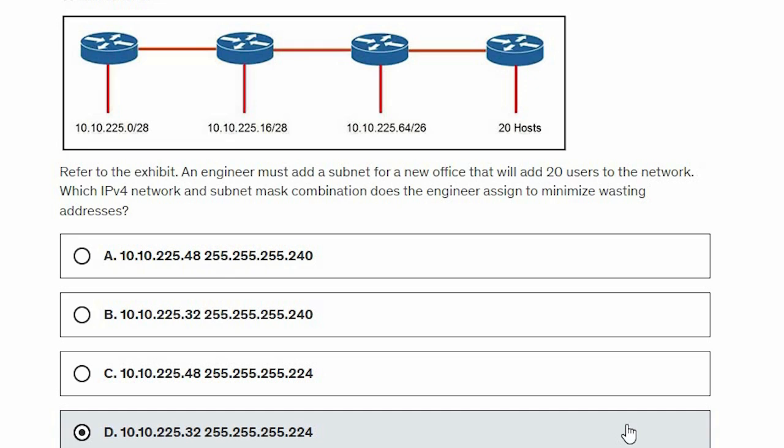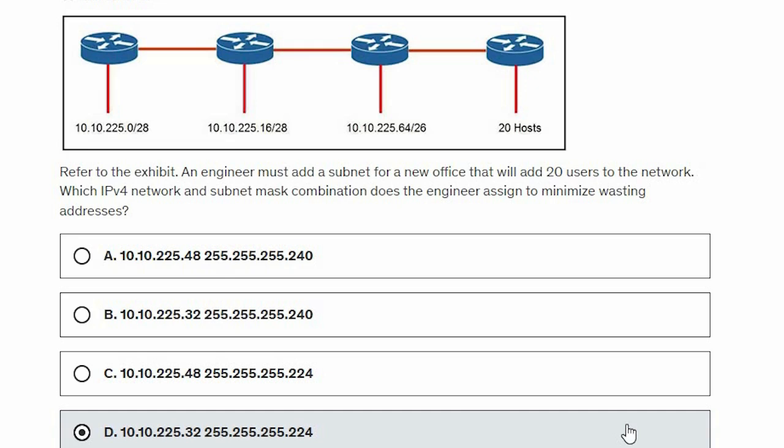The answer number 1 is wrong. The IP address version 4 network and subnet mask combination 10.10.225.48, 255.255.255.240 would provide a subnet with only 14 usable addresses, which would not be sufficient for the 20 users required for the new office. This is wrong.